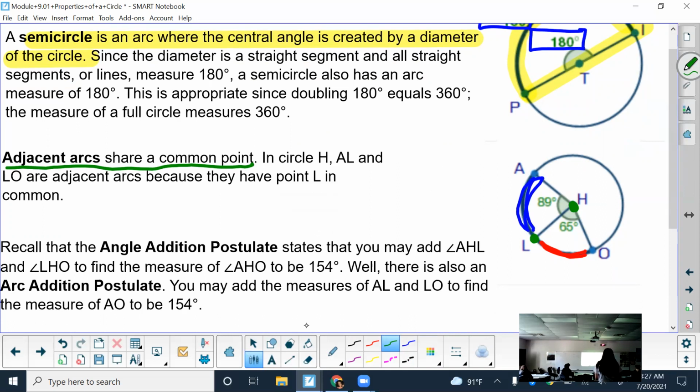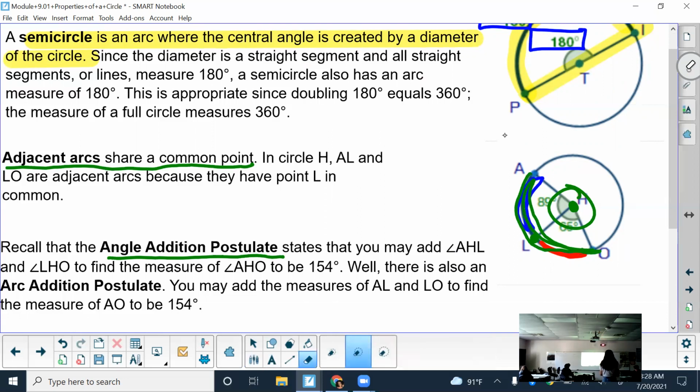Then we have a postulate down here that you may want to highlight. So the angle addition postulate states that you can add the arc angles to find the measure of the entire arc, if that makes sense. So if you want to find this measure, you can just add these two angles together, right? Same if you wanted to measure this outside of the circle, you would just add the interior angles because they should be congruent.